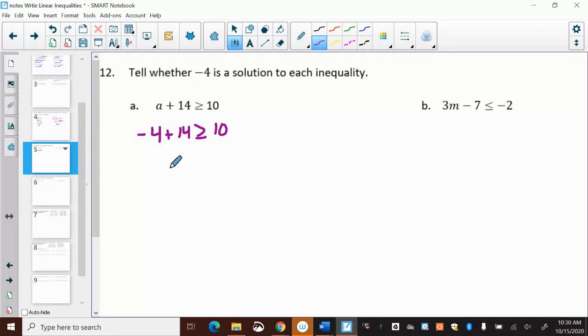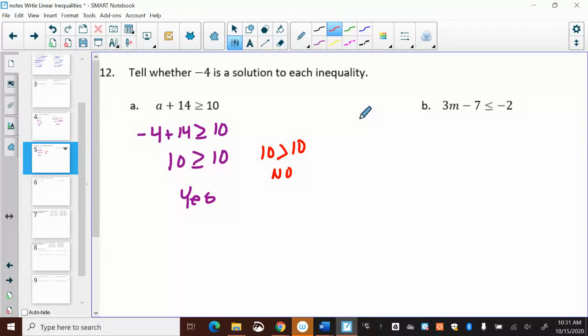When I combine up here, I get 10 is greater than or equal to 10. That is true. While 10 is not greater than 10, it is equal to. So because it has that "or equal to," it is a true statement, so the answer is yes. If by chance we wound up with 10 is greater than 10, you would have to say no, because 10 can't be greater than 10. It is 10.